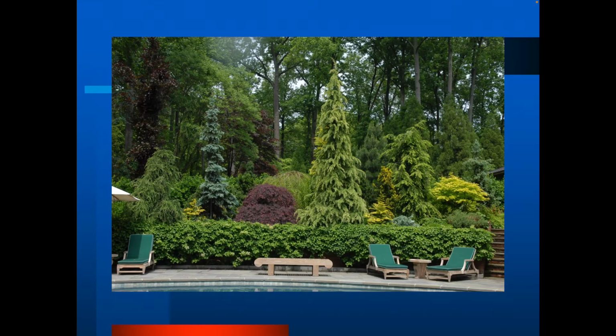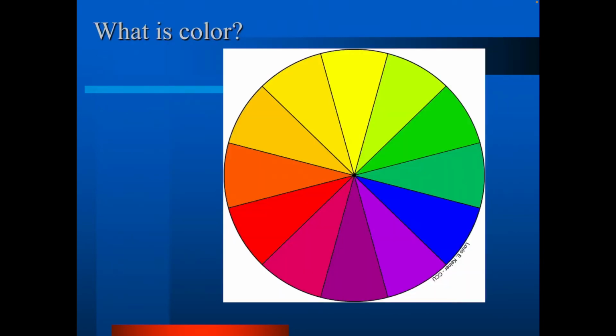Look at green. Don't ignore green. It's the most common color in a landscape. If you take a look at this picture, look at the number of shades of green there are. There's lots of them. Get used to looking at a lot of different shades of green, and you can really combine those well. But what is color?